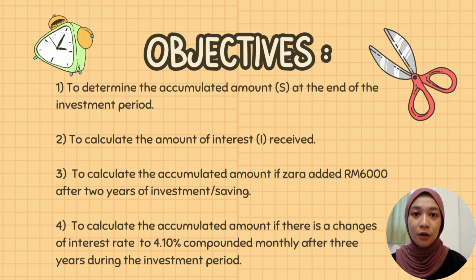What is the objective for compound interest? The first one is to determine the accumulated amount as at the end of the investment period. The second one is to calculate the amount of interest capital I received. The third one is to calculate the accumulated amount if Zara adds 6,000 after 2 years of investment or savings. The fourth one is to calculate the accumulated amount if there is a change of interest rate to 4.10% compounded monthly after 3 years during the investment period.